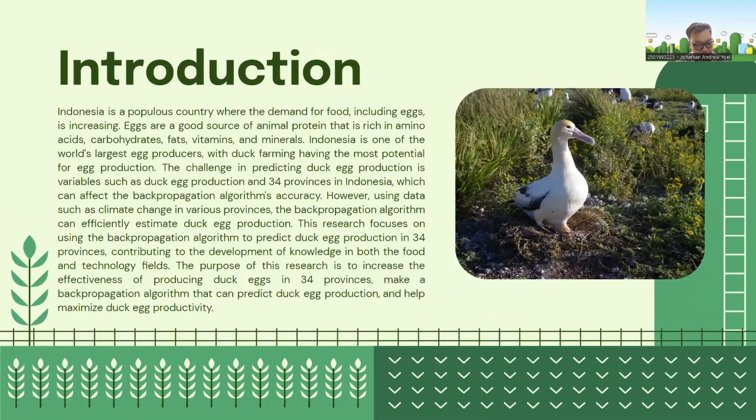Our research paper discusses how the backpropagation algorithm works in predicting the productivity of duck eggs produced in 34 provinces across Indonesia. As we know, duck eggs have many beneficial contents. The goal of our research is to assist duck egg farmers in 34 provinces of Indonesia in estimating the production they can expect from their ducks in the coming year. With these results, the egg farmers can increase their productivity.